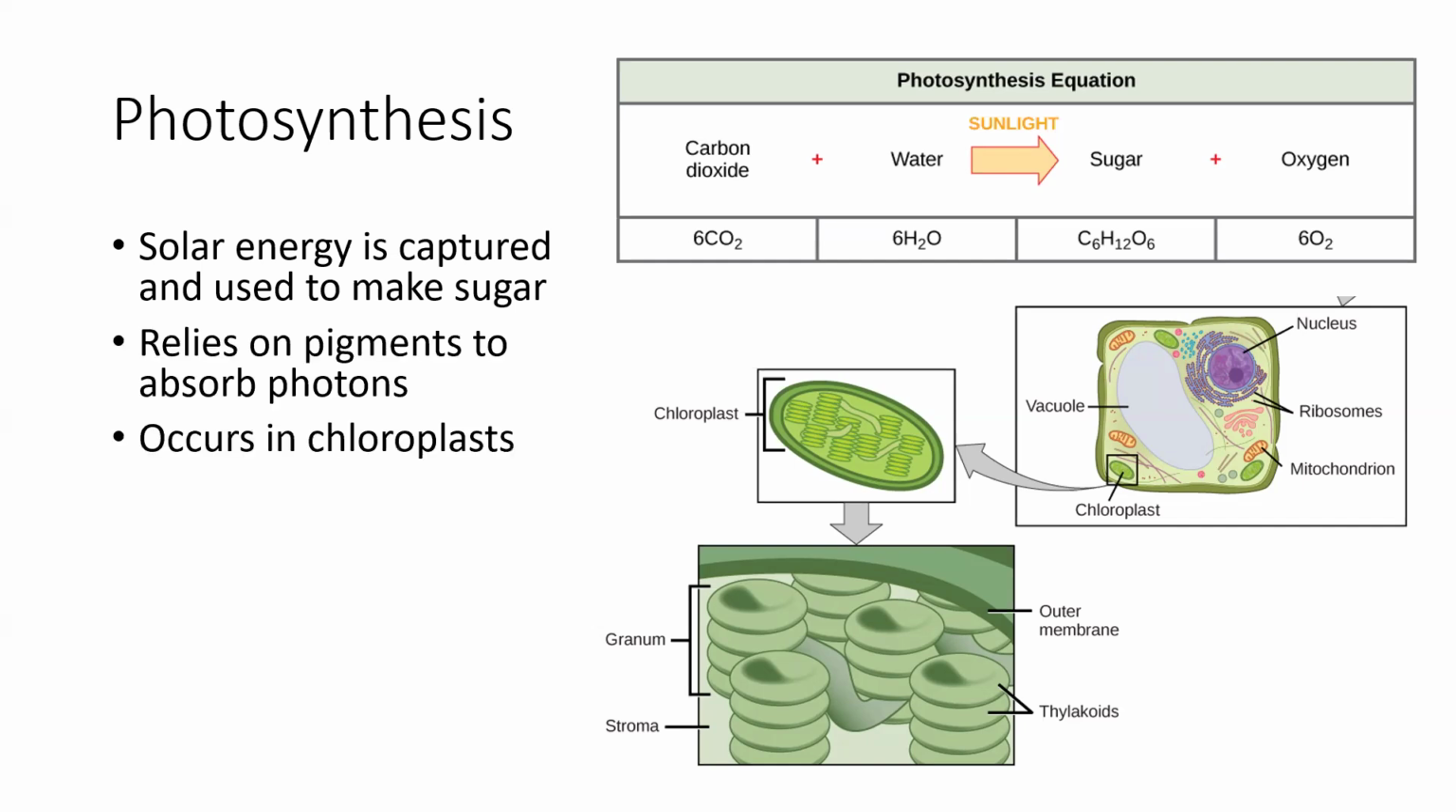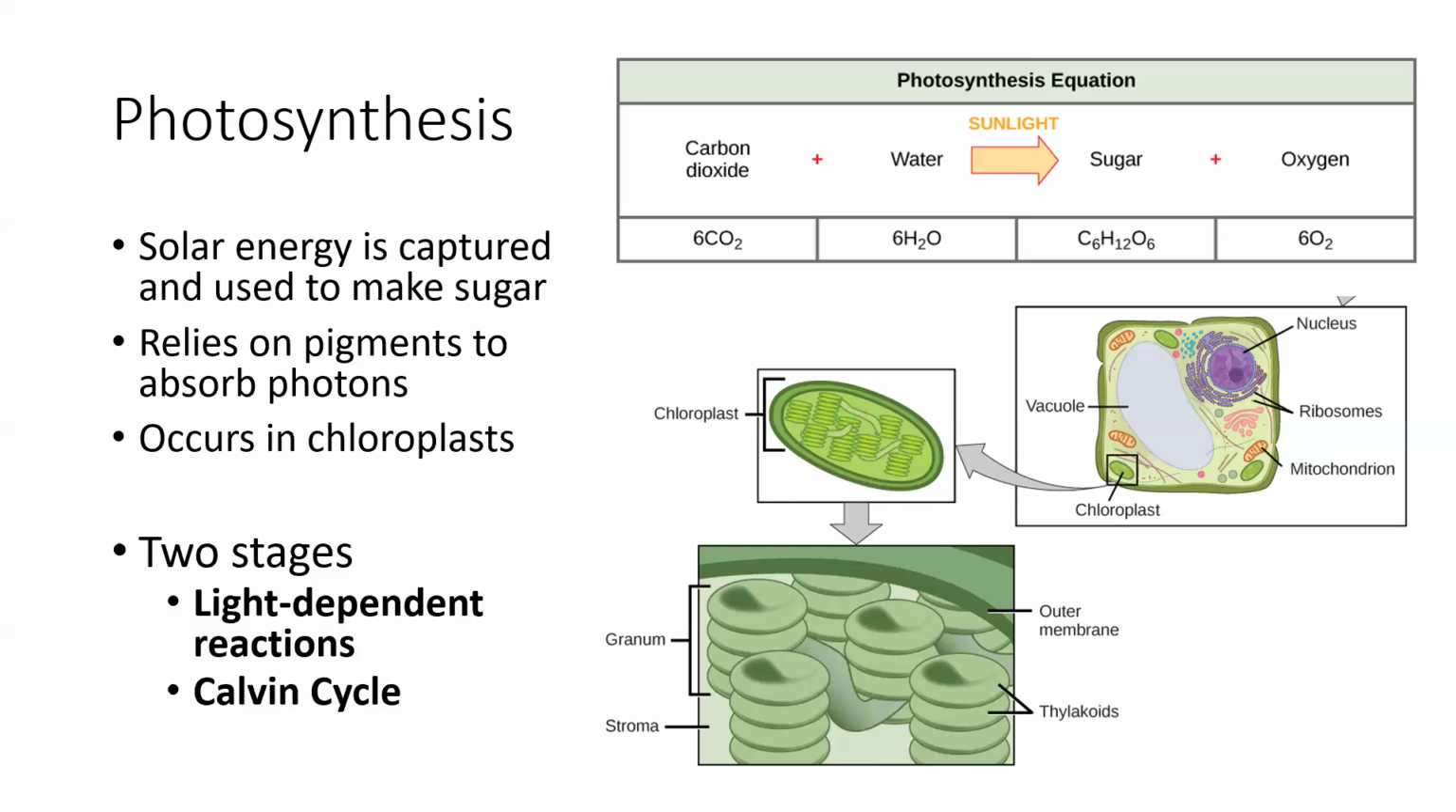Photosynthesis relies on the pigments we were just talking about to absorb photons. Now, photons are particles of radiant energy. So the sun emits radiant energy and photons are small particles, and pigments absorb those small particles. This process, as we were just talking about, occurs in the chloroplasts, and this happens in two stages. We have our light-dependent reactions and then the Calvin cycle.